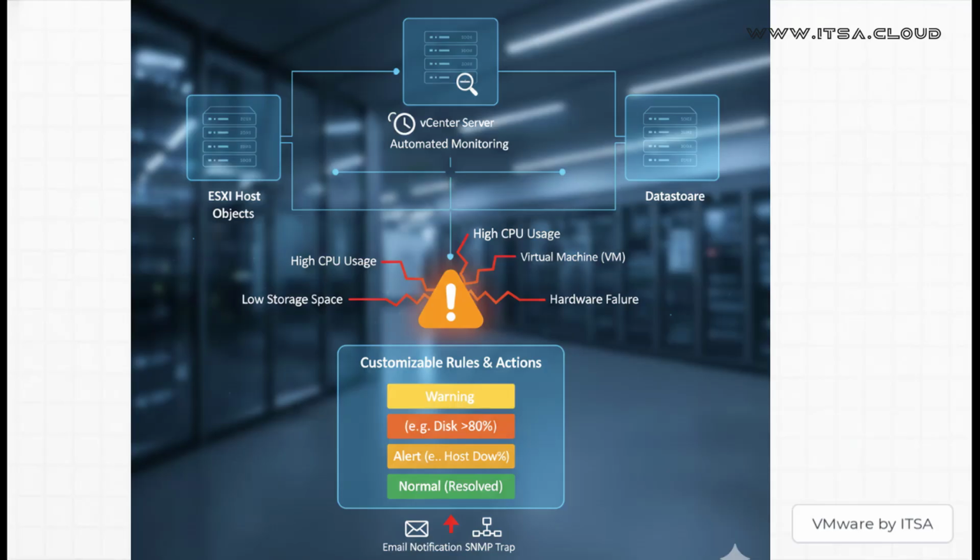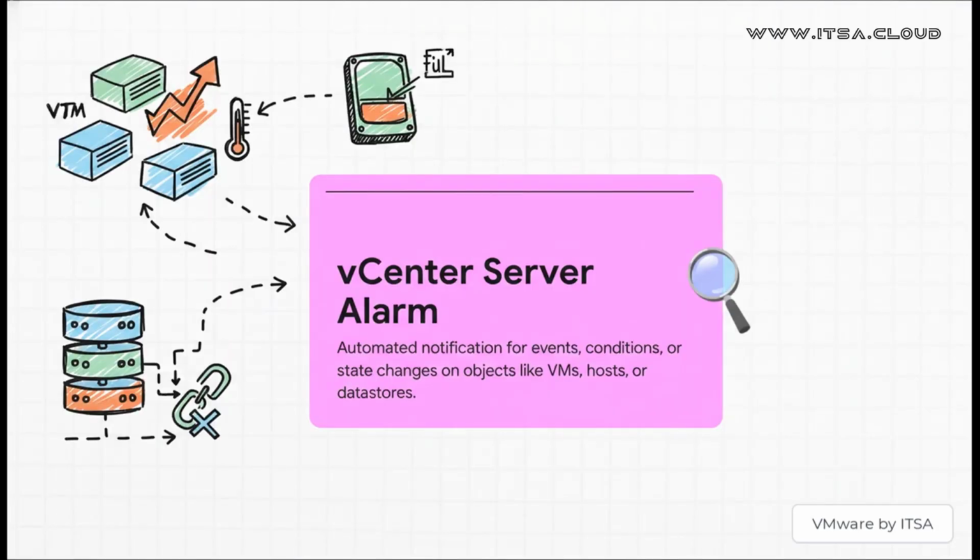They're like this digital nervous system that is constantly monitoring the health and heartbeat of your environment. They're your automated watchdog, letting you know the very moment something needs your attention. So, to get official for a second, what is an alarm? It's basically an automated notification that flags specific events, conditions, or changes in state. And look, this isn't just about things breaking. It's about knowing when a VM's CPU is running a little too hot for a little too long, or a datastore is quietly filling up. It's really the foundation of proactive management instead of reactive firefighting.